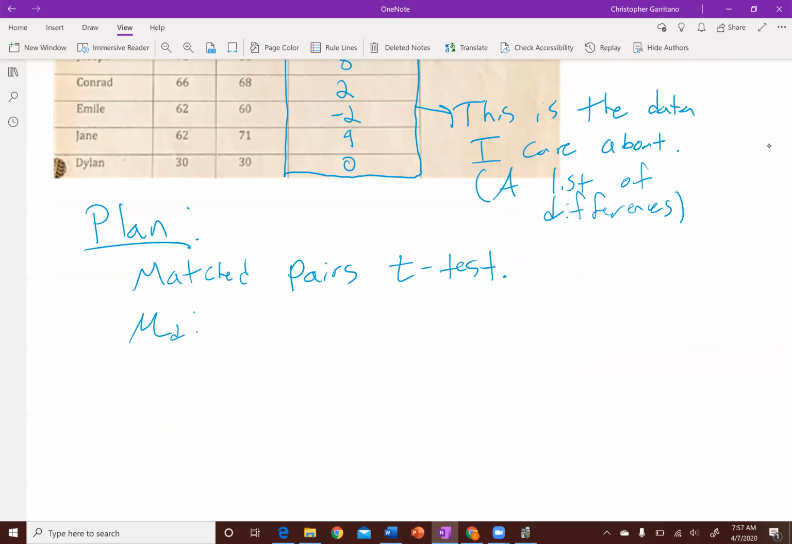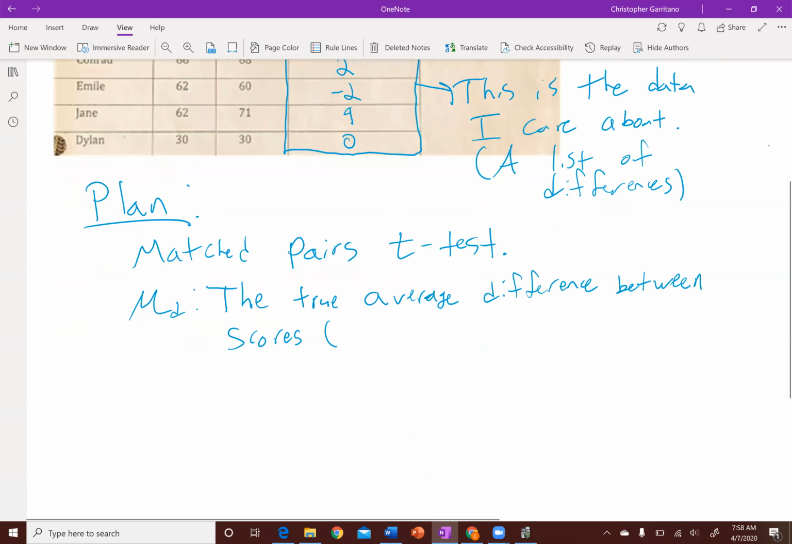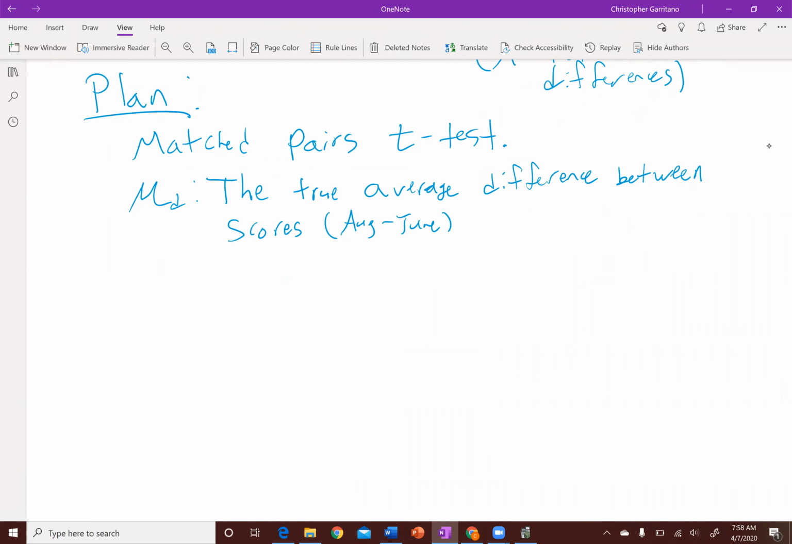I'm interested in the true average difference between scores. And again, specify here, this is a good place to specify that you're doing August minus June. Now, I just want you to realize that this is different than the parameter of, let's say, mu1 minus mu2. I'll erase this because this parameter doesn't apply in this case.